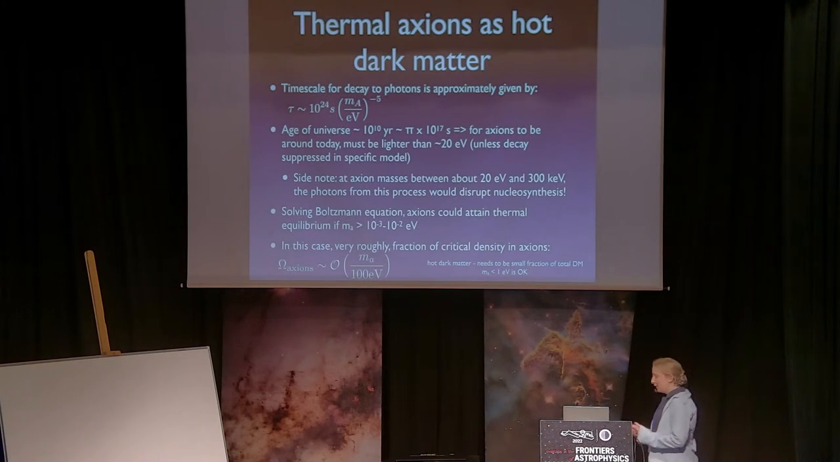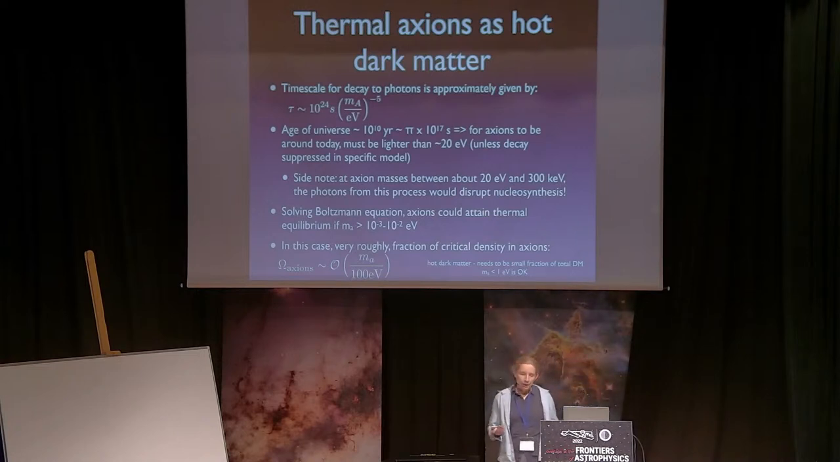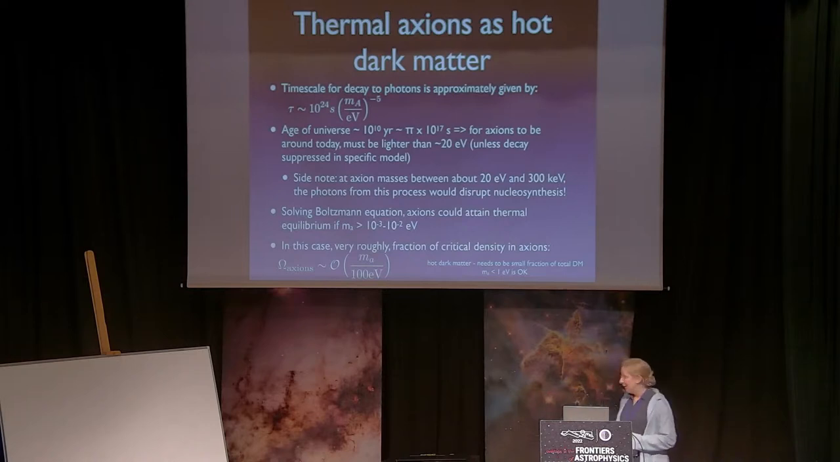And you can work out, okay, they got into thermal equilibrium. How much of them is left today? In that case, you find that very roughly, the fraction of the critical density in these thermally produced axions would be about the axion mass divided by 100 eV. So these thermally produced axions would be hot dark matter, as we've discussed. If they're below 100 eV, they'd be warm or hot, they'd better not be all the dark matter, they're excluded. So this tells us that if the axion mass is less than about 1 eV, this thermal contribution will be less than about 1% of the total dark matter, and that's probably okay from hot dark matter bounds. It's actually interesting that just looking at this thermally produced axion component and its observational consequences can, in some cases, set stringent bounds on axions and axion-like particles.